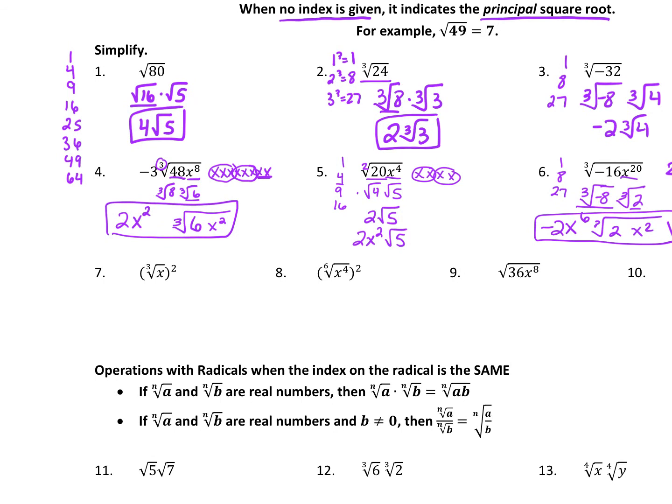All right, let's simplify some of these. If I have the cube root of x squared, I know this is the same as x to the 2/3. Same idea here. I have x to the 4th with the 6th root, so that's going to be 4/6, all squared. If I multiply those together, I would get 8/6, which would simplify to 4/3.